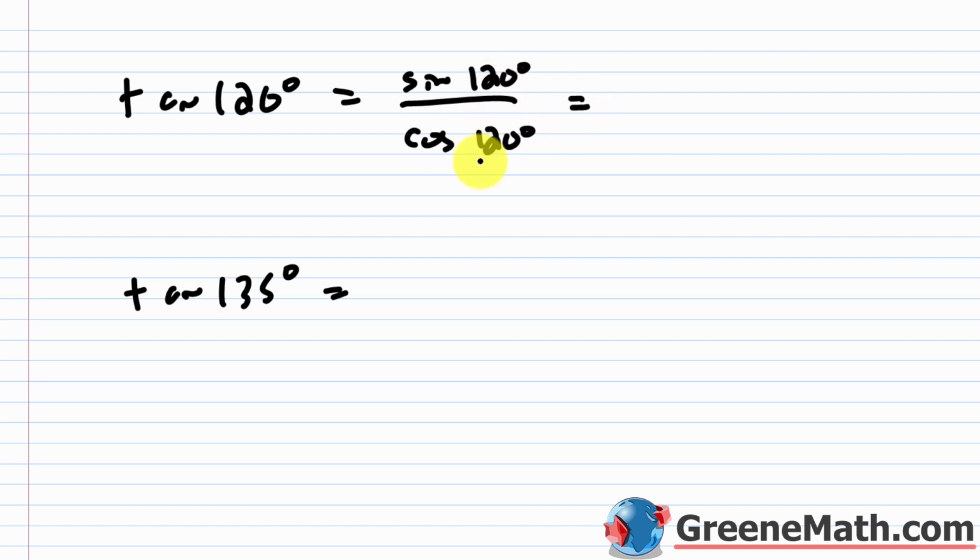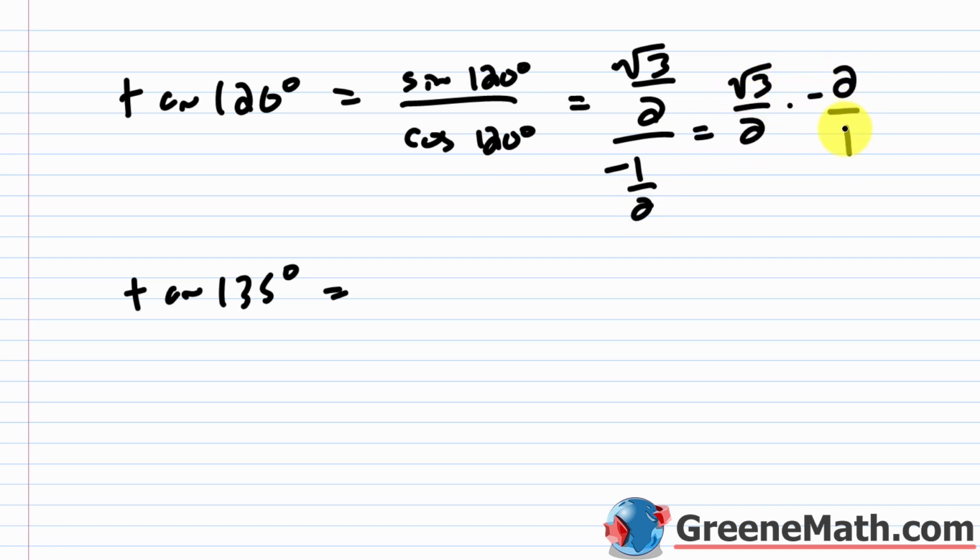Hopefully you know these off the top of your head at this point. The sine of 120 degrees, I'm in quadrant 2, so sine is positive, and you have a 60-degree reference angle. So this is square root of 3 over 2. For the cosine of 120 degrees, you're negative in quadrant 2 with a 60-degree reference angle. The cosine of 60 degrees is a half, so this would be negative 1/2. So here I would say this is square root of 3 over 2 times the reciprocal, negative 2 over 1.